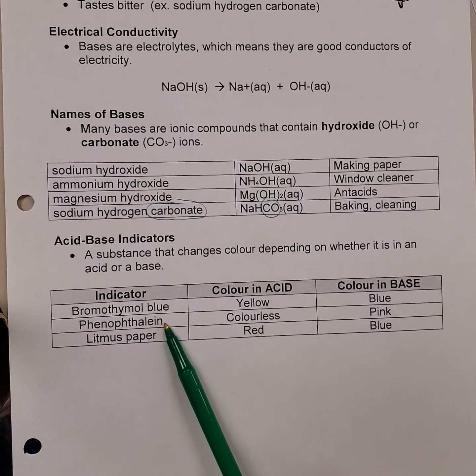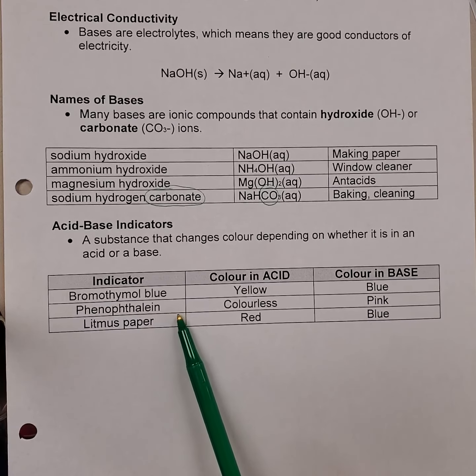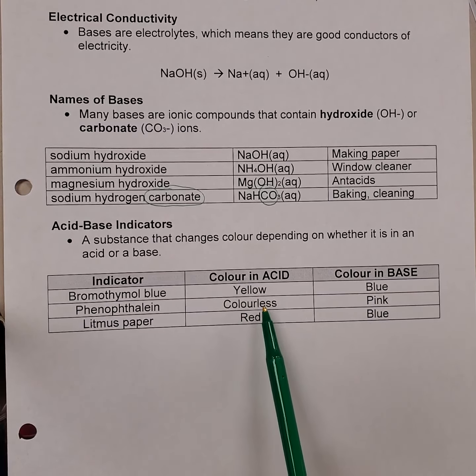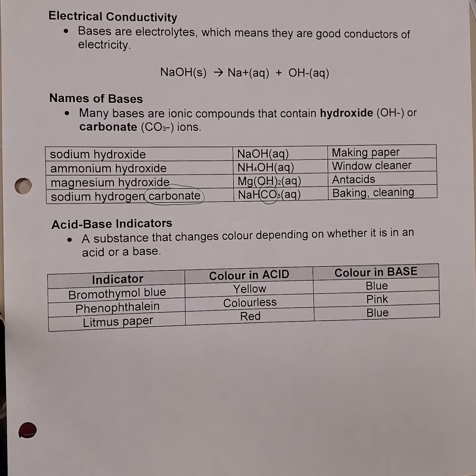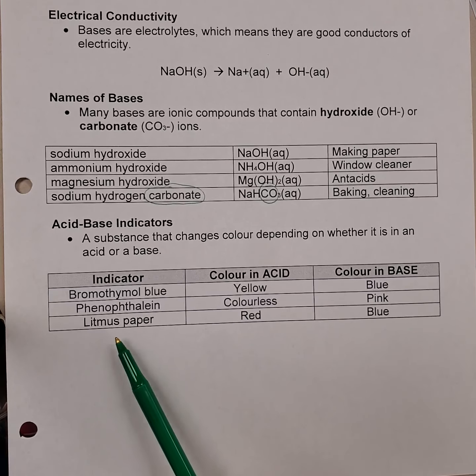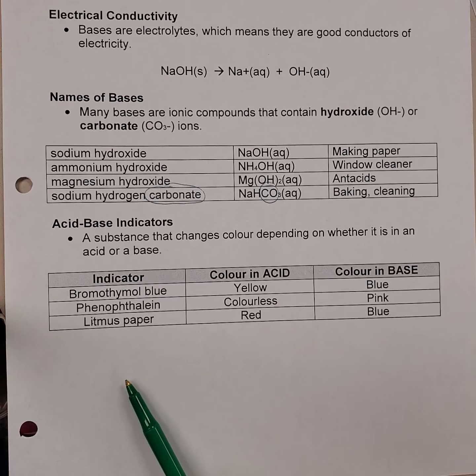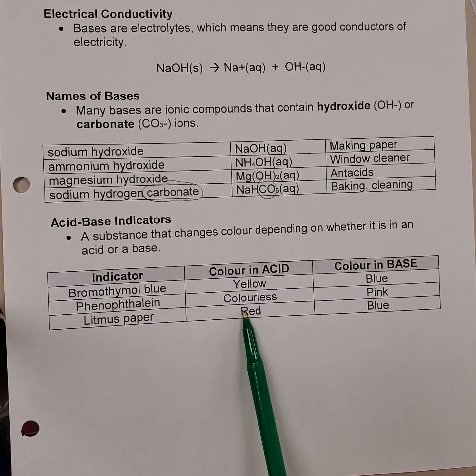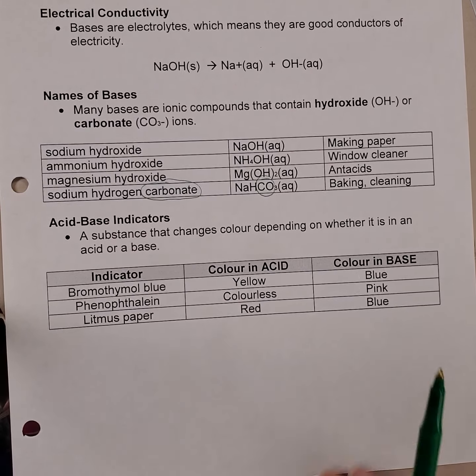Phenolphthalein is another type of indicator. Phenolphthalein is colorless. When you add it to an acid, it does not change color. However, if you put a drop of phenolphthalein into a liquid that is a base, it will turn bright pink. And then litmus paper, which I've already talked about. So there's two types of litmus paper. There's red and blue. So blue litmus paper turns red in an acid. Red litmus paper turns blue in a base.